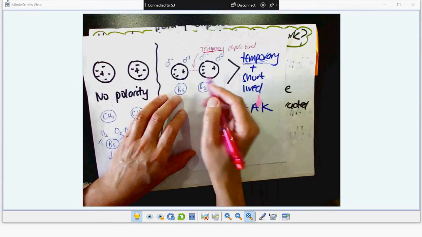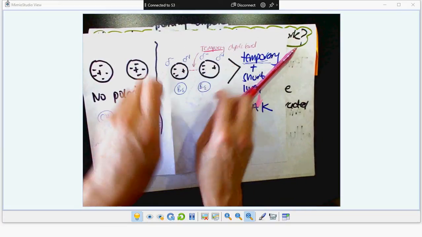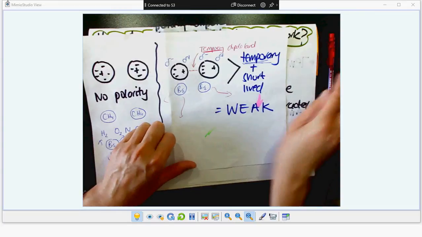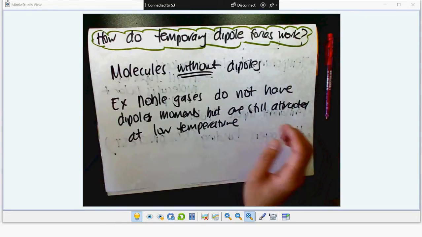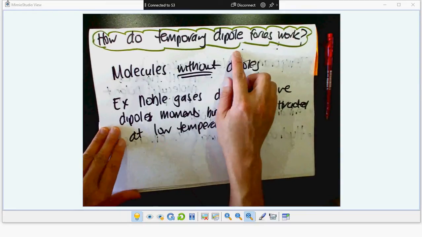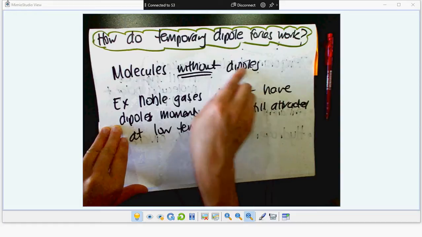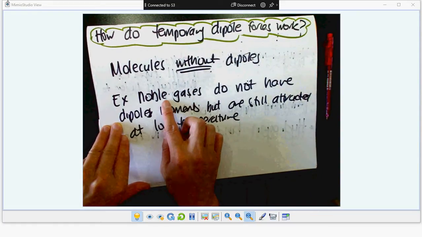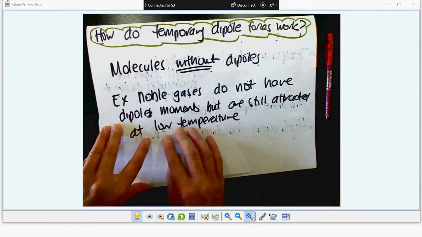So there's a slightly positive charge and a slightly negative charge, and these two are attracted. But remember, these molecules are always moving randomly about. So these are short-lived, and they're the weakest type of force. So temporary dipole forces occur in molecules without dipoles. Well, they do have a dipole, but it's only very, very temporary. So, for example, the noble gases do not have dipole moments. They're still attracted to each other at low temperature.